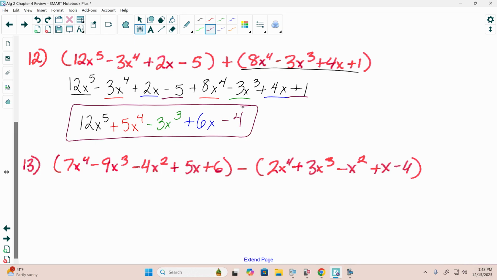So that tells us the final answer for this is 12x to the fifth plus 5x to the fourth minus 3x cubed plus 6x minus 4. That's our final answer.